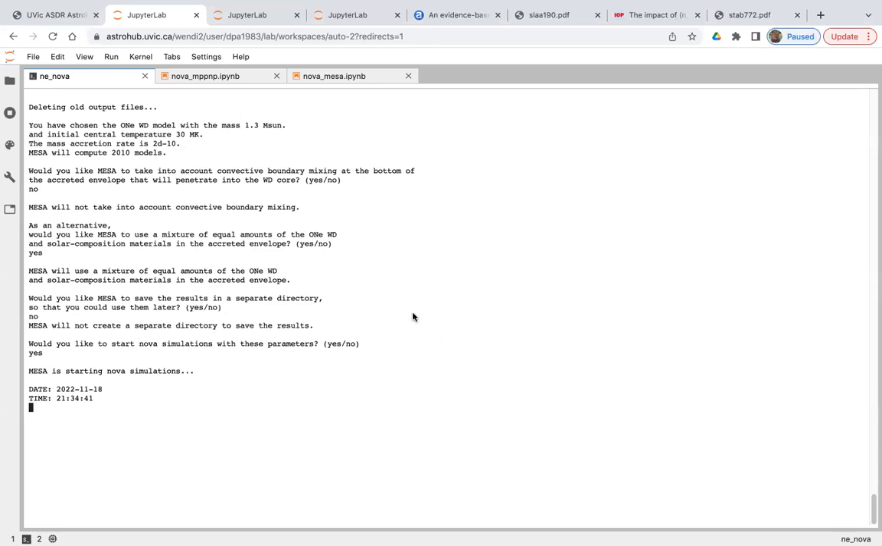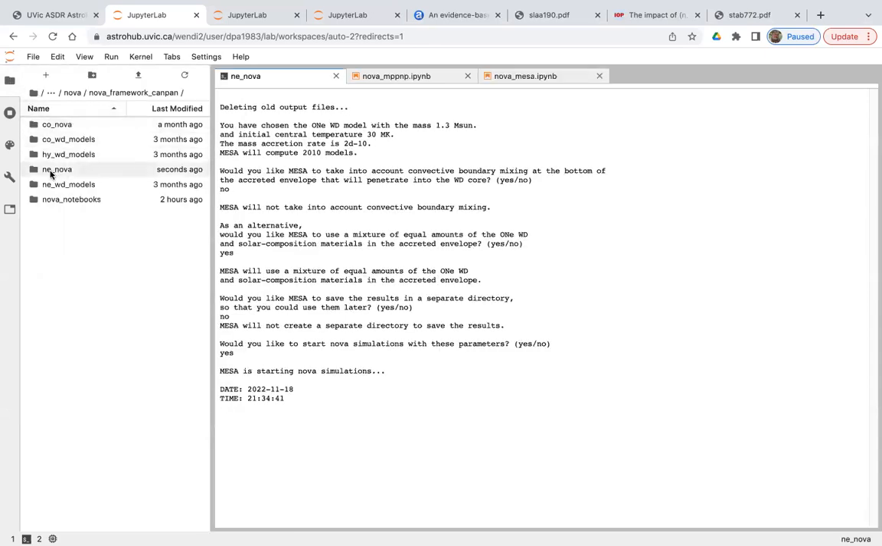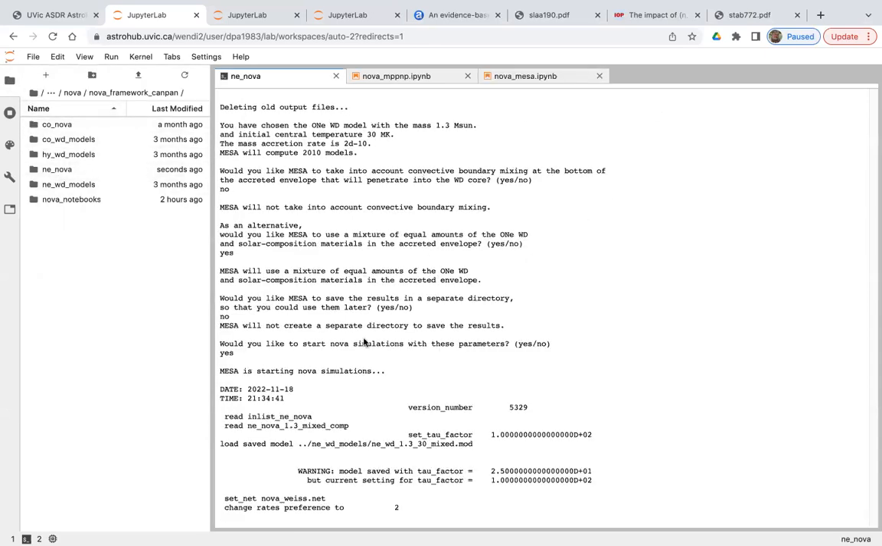Okay, it's relatively slow. While it's starting, I will show you the next thing. Okay, so right now here on the right, it started. It's almost started. Right now I'm in this directory, neon nova, where you can do oxygen neon nova stellar evolution simulations with MESA. Otherwise, you can do carbon oxygen nova evolution simulations.